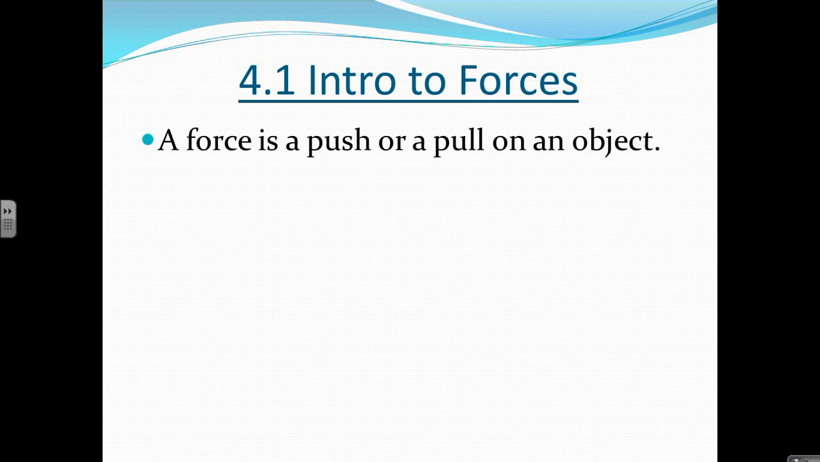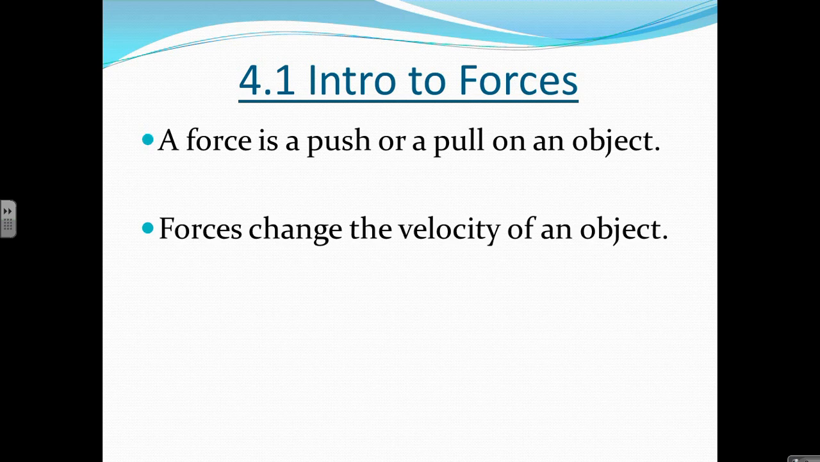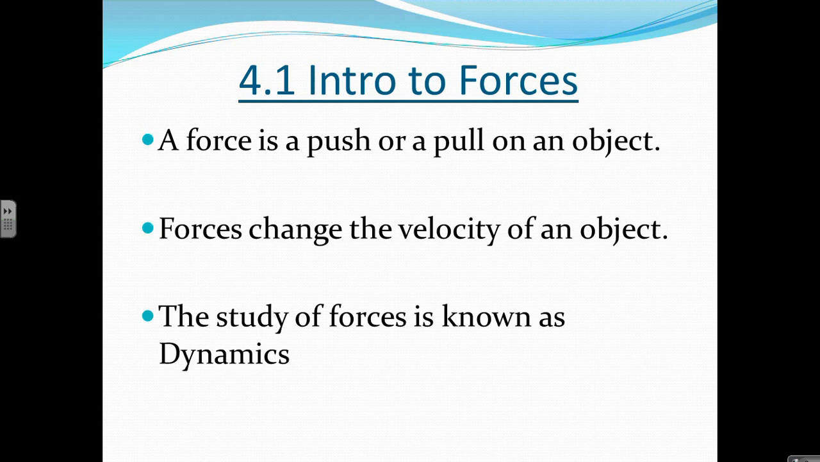To start with, we have to identify what a force is. Forces are going to be the primary concern of this unit. A force is a push or pull that acts on an object. This push or pull changes the velocity of the object, so the end result is a change in velocity. The study of forces is also known as dynamics.